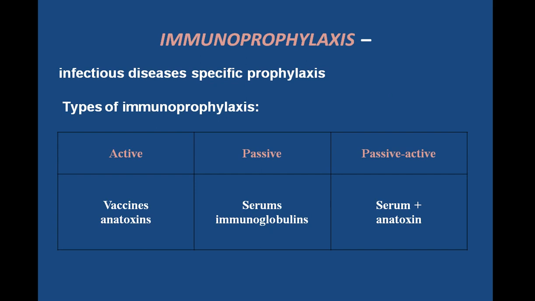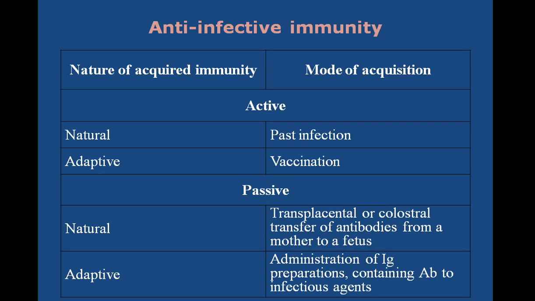Immunoprophylaxis, infectious disease specific prophylaxis. Types of immunoprophylaxis: active, anatoxins; passive, serums, immunoglobulins; passive-active, serum plus anatoxin. Anti-infective immunity, nature of acquired immunity, and mode of acquisition. Active, natural, past infection, of course, in this case.